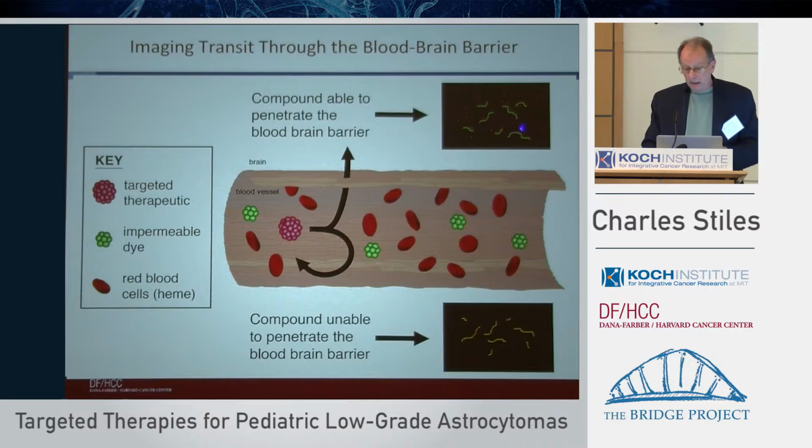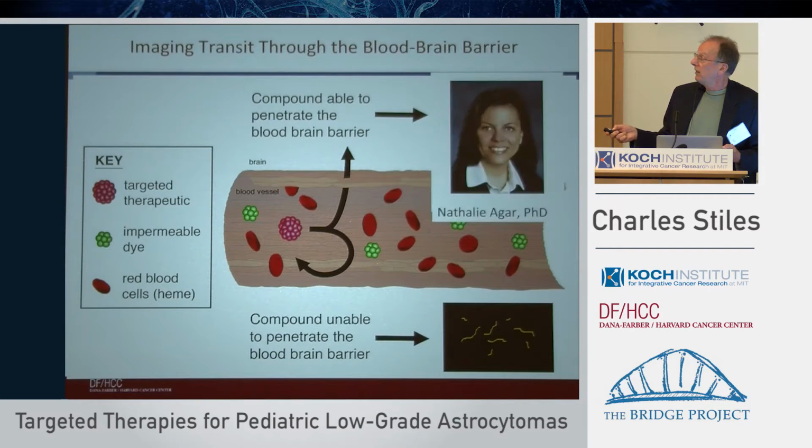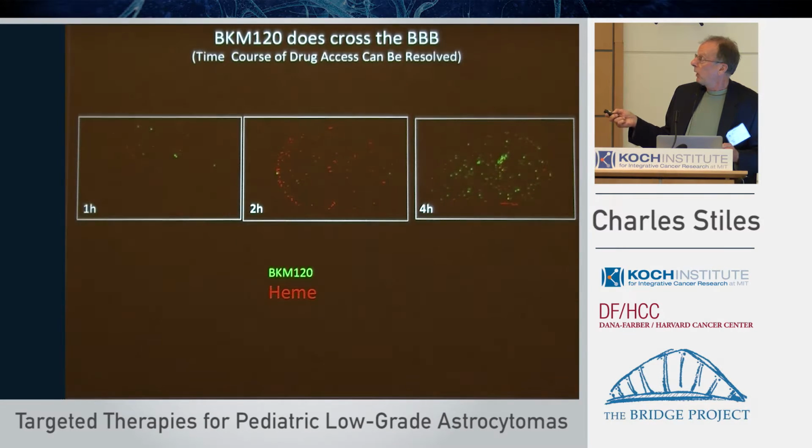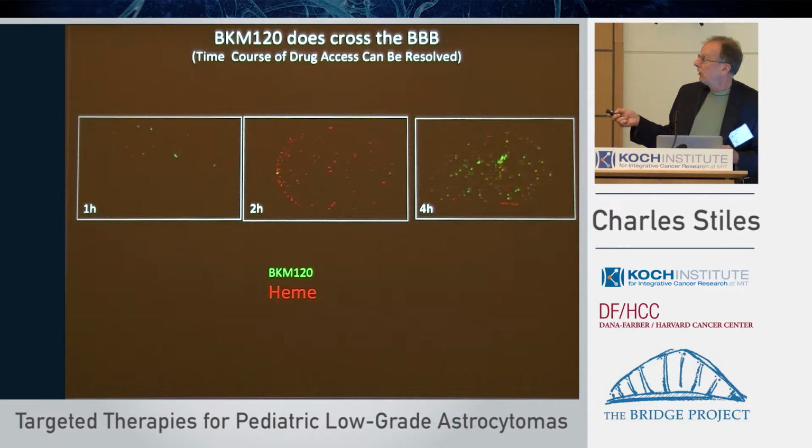And this is Natalie, who's responsible for all this work. This is just kind of what it looks like. This is a nice picture of a drug, BCAM120, which is a small molecule PI3 kinase inhibitor with good access to the brain. You can actually get the time course. This is 1 hour, 2 hours, 4 hours after gavaging the mouse. So you can see the drug starting to come out. Here's the heme right here. The drug is in green.